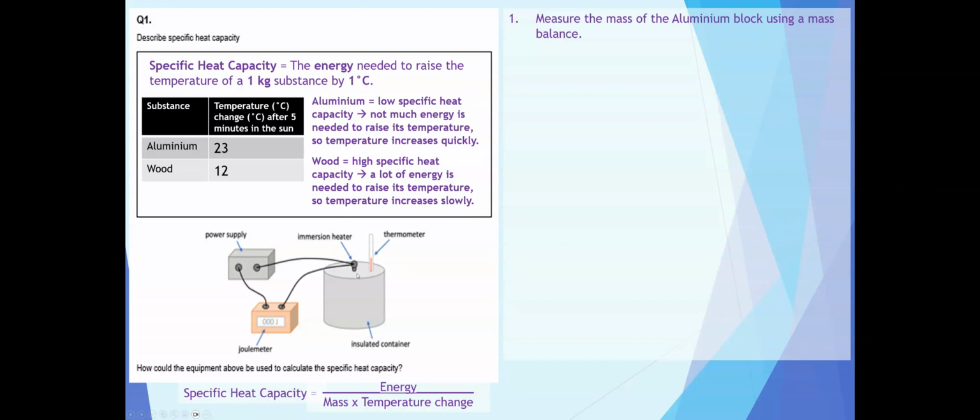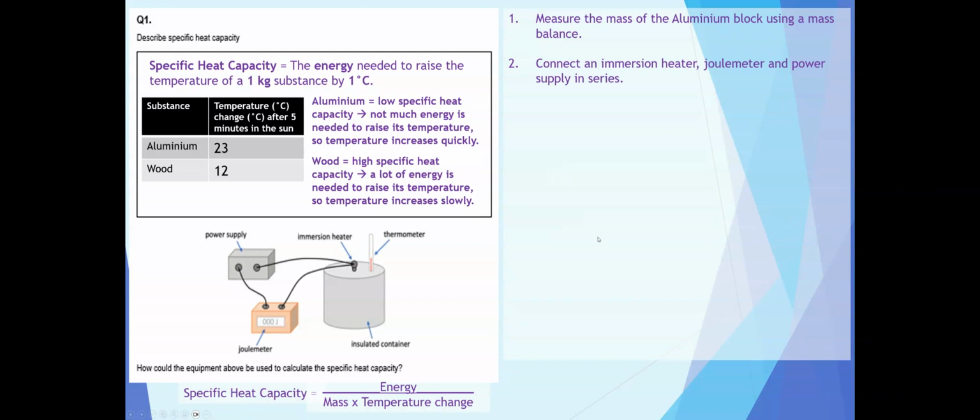We've got a hole in our block, which puts the immersion heater in, and we've got a thermometer that fits into another hole in the block. Now we fill both of these with water and then put the heater and the thermometer in, because it allows the thermal energy to transfer to the block much more efficiently. So the first thing we do is measure the mass of the aluminium block using a mass balance. Really important, because we need mass just here. So we're using the equation to help us structure our answer. So we've measured the mass, we've got that one ticked off.